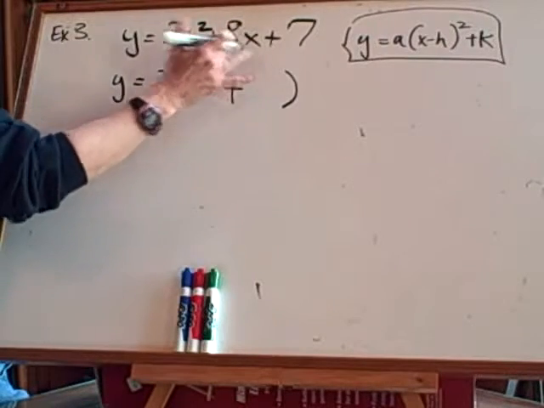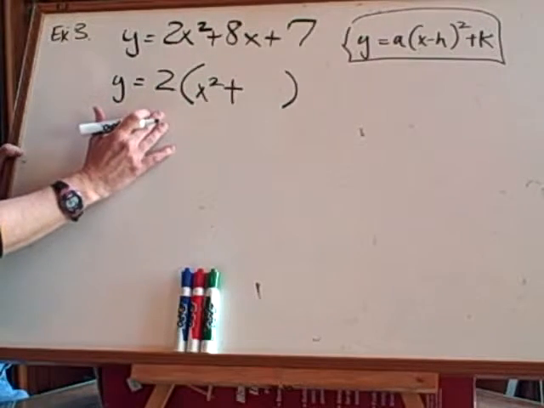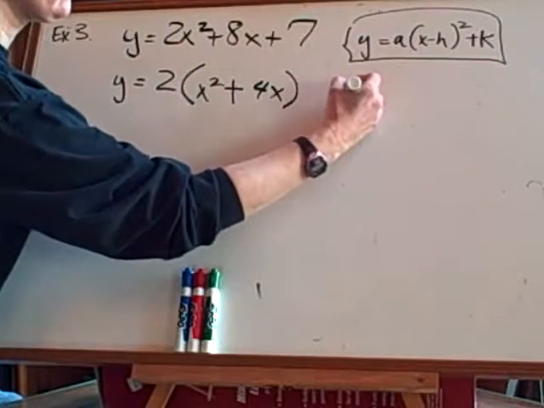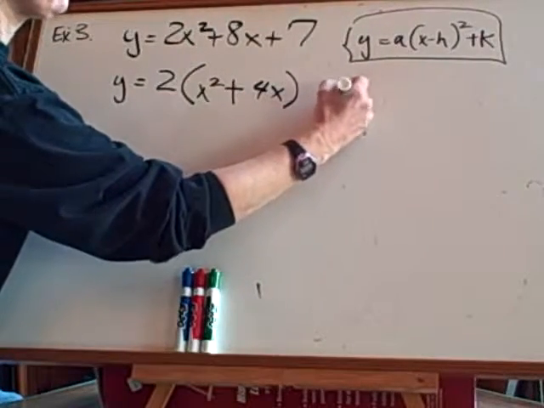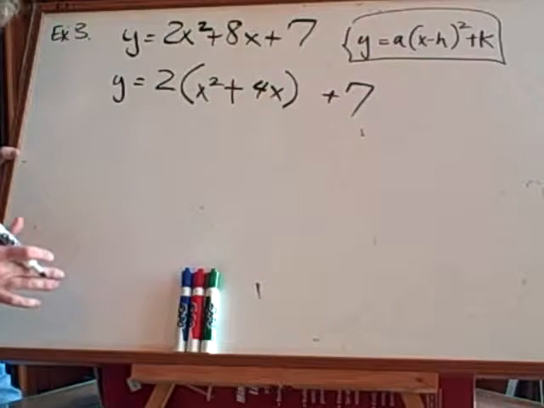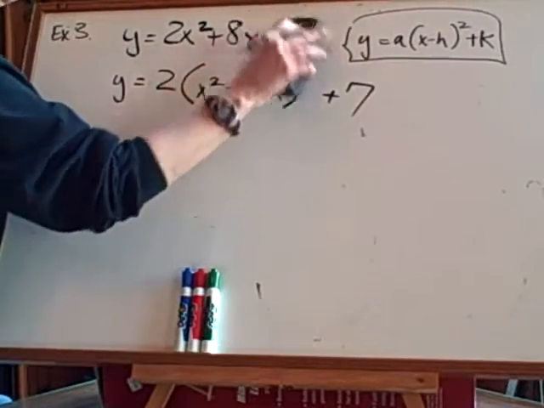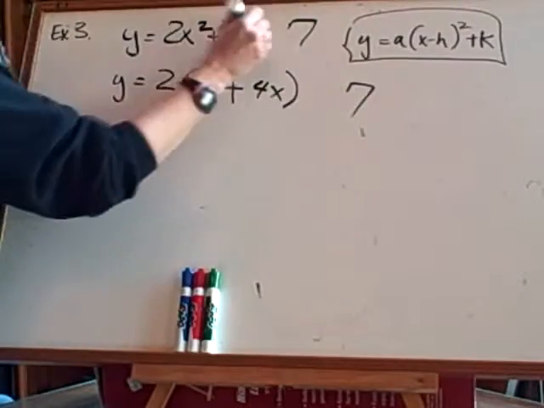If I factor out a 2, what do I get from 8x? 4x. Perfect. And then over here on the side, what are we going to have? Plus 7. Whatever it was, we're just going to keep. We're not adding anything. Whatever we started with needs to be the right thing to start with. So, minus 7. Thank you.